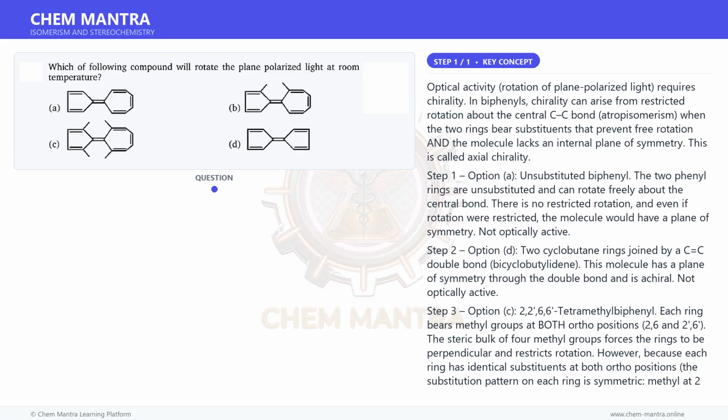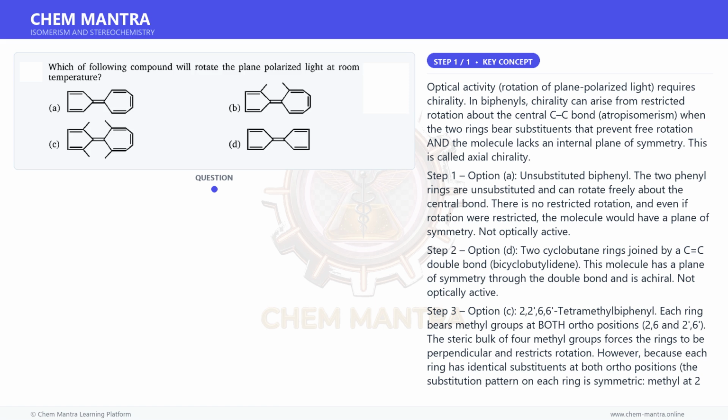With one methyl per ring at the 2 and 2' positions, each ring has an asymmetric substitution pattern. One ortho position has methyl, the other does not. This creates a non-superimposable mirror image. The molecule lacks both a plane of symmetry and a center of inversion when the rings are locked.